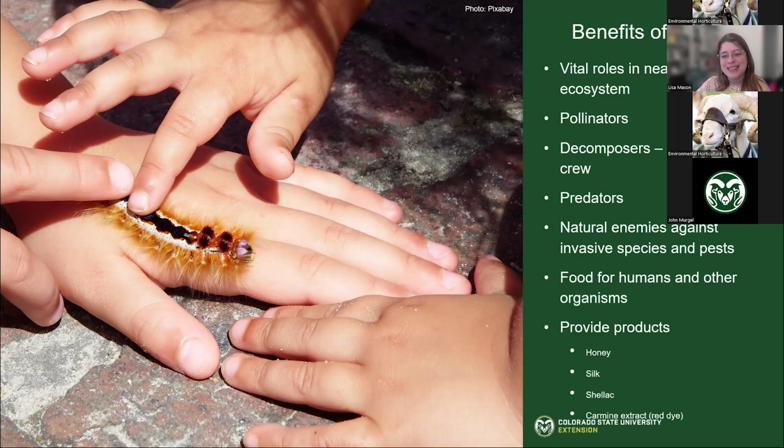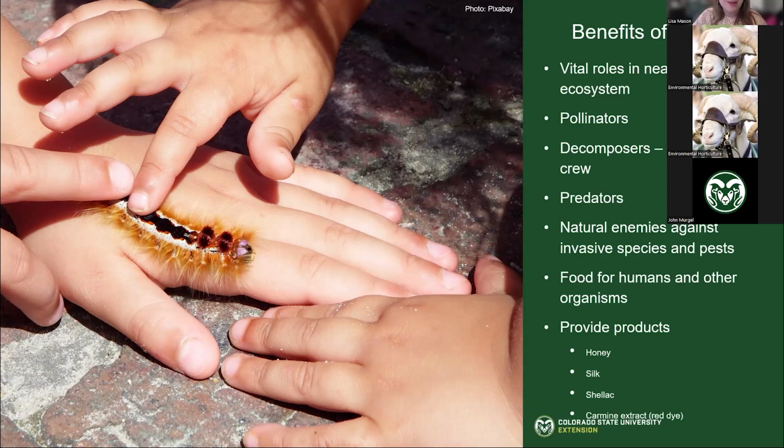And we get products from insects. Honey is the one that people are probably most familiar with. Did you know it takes 12 honeybees their entire lives to make 1 teaspoon of honey? They are really hardworking bees. For 12 bees to create 1 teaspoon of honey makes you a little more grateful for next time you put honey in your tea. We also get silk from silkworms, shellac from scale insects, and carmine extract from another type of scale insect that we'll talk about here.